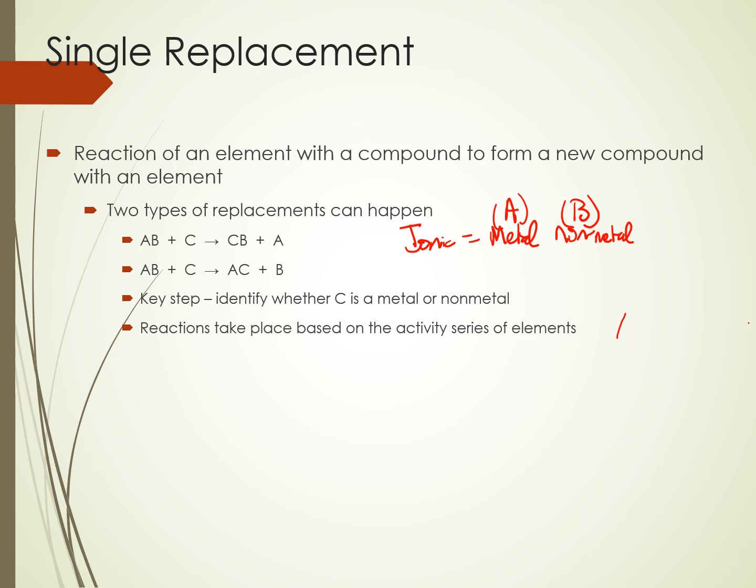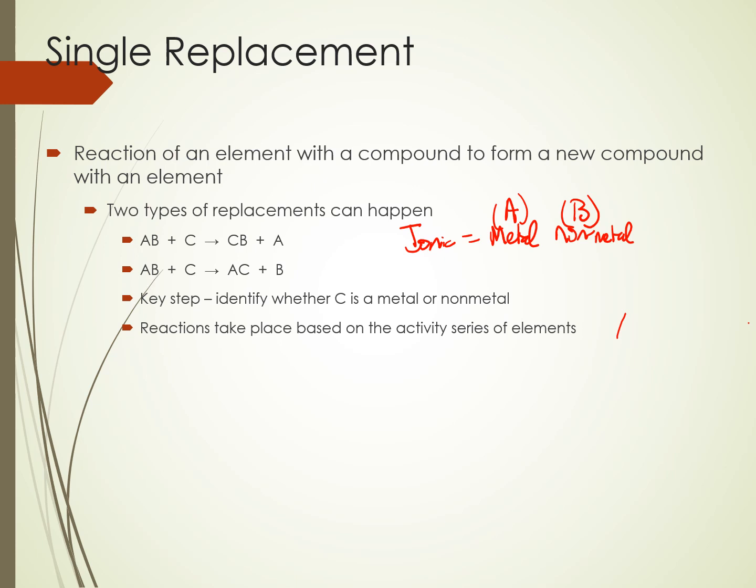So in these single replacement reactions, the element that is by itself is going to replace the same type of element in the compound. So if C is a metal, then C would replace A in the compound, and that's why we get CB. Notice that the C comes first because it is the metal, the positively charged ion, so it will go first into the compound, and then I would form the new element A, which would be that other metal.